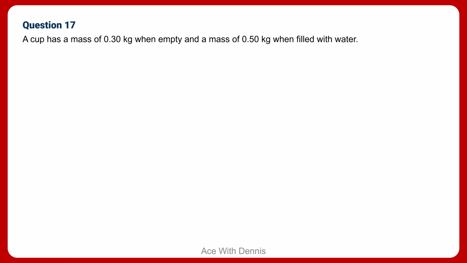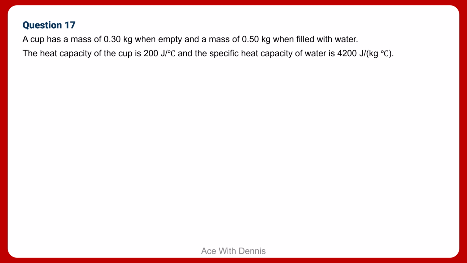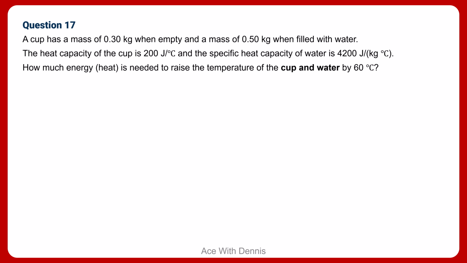Question 17. A cup has a mass of 0.30 kg when empty and a mass of 0.50 kg when filled with water. The heat capacity of the cup is 200 joules per degree Celsius, and the specific heat capacity of water is 4200 joules per kg degree Celsius. How much heat energy is needed to raise the temperature of the cup and water by 60 degrees Celsius? A. 54,000 joules, B. 62,000 joules, C. 130,000 joules, or D. 140,000 joules.